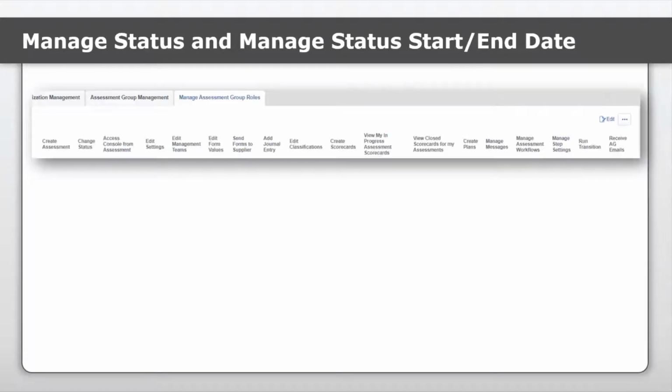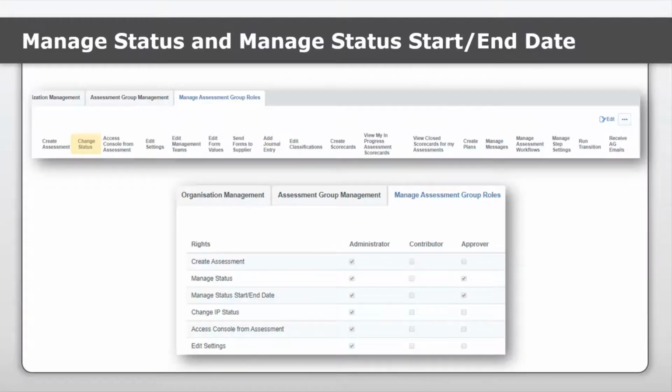Here you can see the current AG role permission called Change Status. In the upcoming release, the Manage Assessment Group Roles tab will look different in that you will no longer see the Change Status permission. Instead, you will see the new permissions Manage Status and Manage Status Start/End Date.